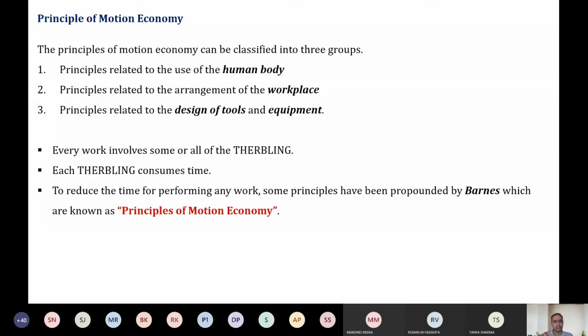That is, it will reduce the cost of the job being done, and it will improve the money behind that product when it is sold. So this is the principle of motion economy. Now let's see them one by one, very deeply.